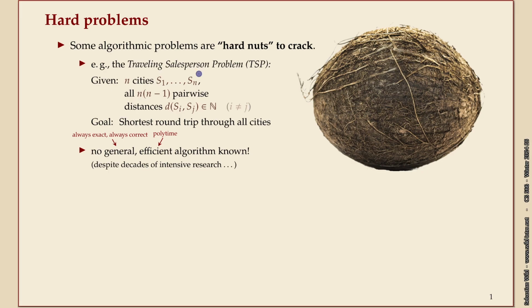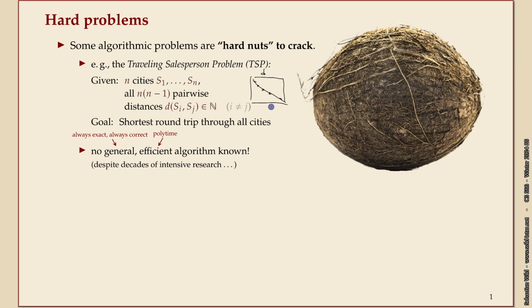The traveling salesperson problem has as input a list of cities. These are just some identifiers. The real input are all the pairwise distances. So just a big matrix of the distances between any pair of cities. It's n times n minus 1 because it's really without the diagonal, right? The diagonal is just 0. So it's the distance matrix between those cities.